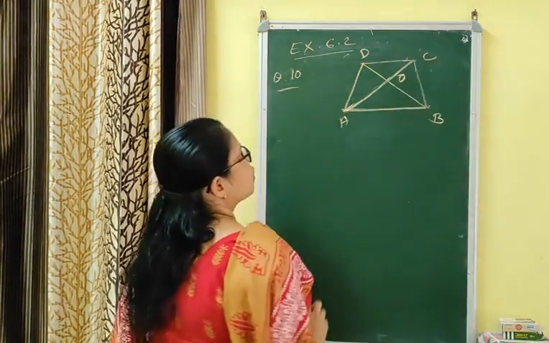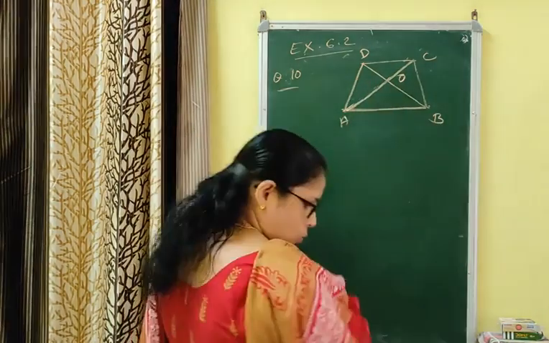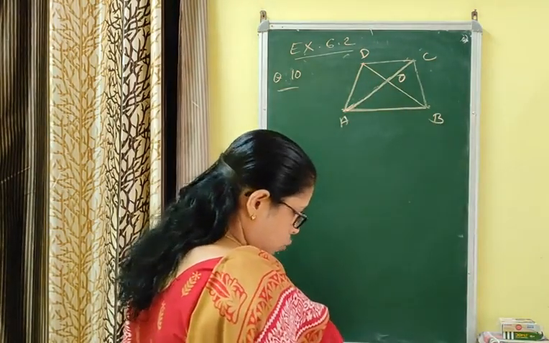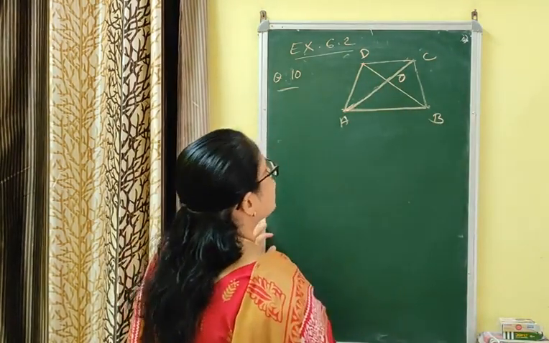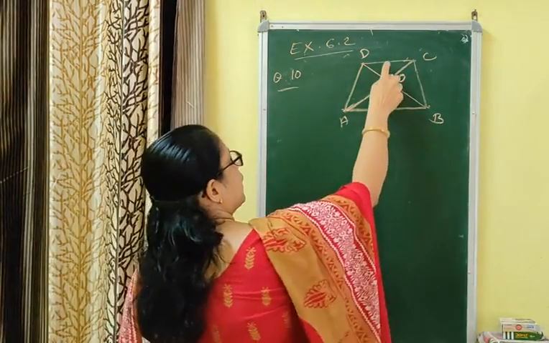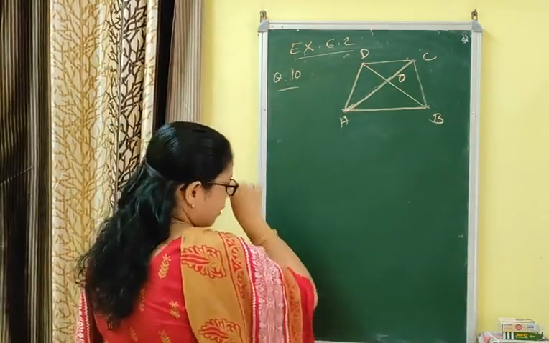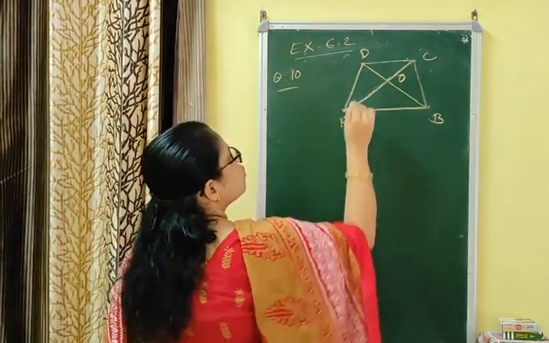AO by OB equal to CO by OD. That you are given. You are asked to prove ABCD is a trapezium. In order to prove ABCD is a trapezium, what do you have to do? Proving AB parallel to DC is sufficient. First of all, for that, again, like in the previous question, we have to draw a line.